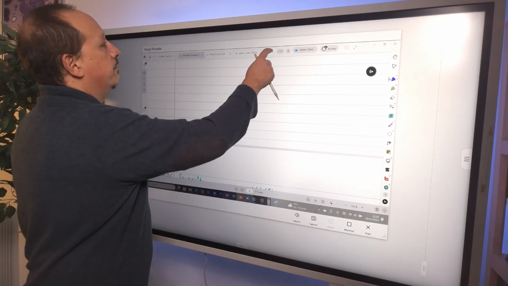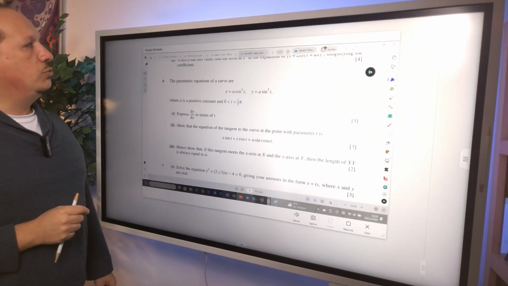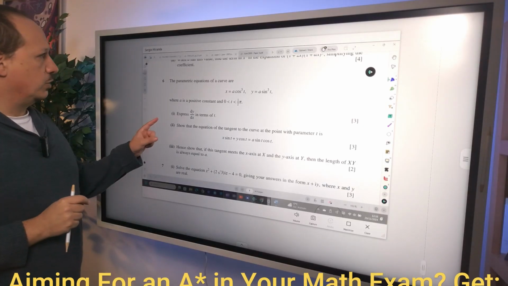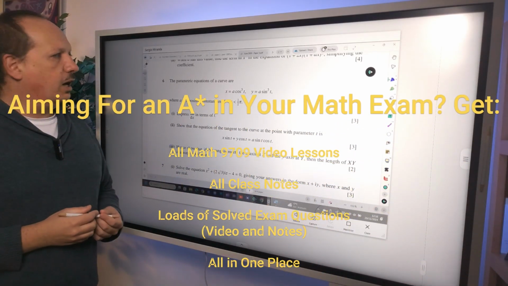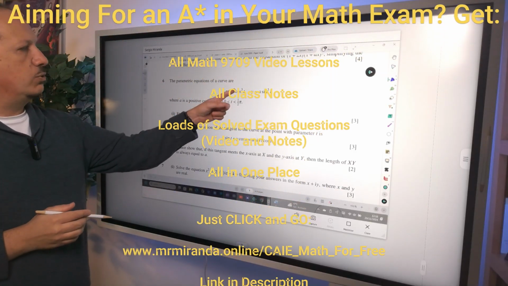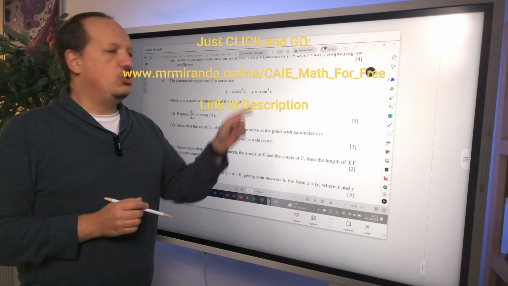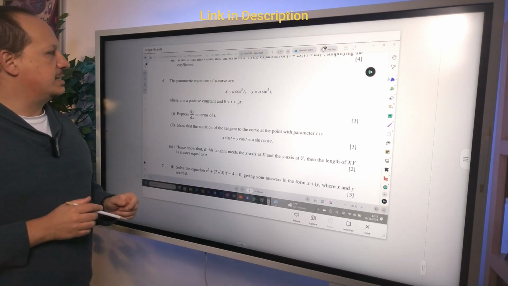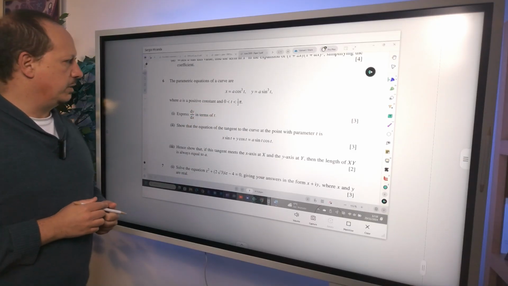Next one is this one over here. It's from June 2009, paper 3, and the question is question 6. The parametric equations of a curve are x equals a cosine cubed of t and y equals a sine cubed of t, where a is a positive constant and t is in between 0 and pi over 2.